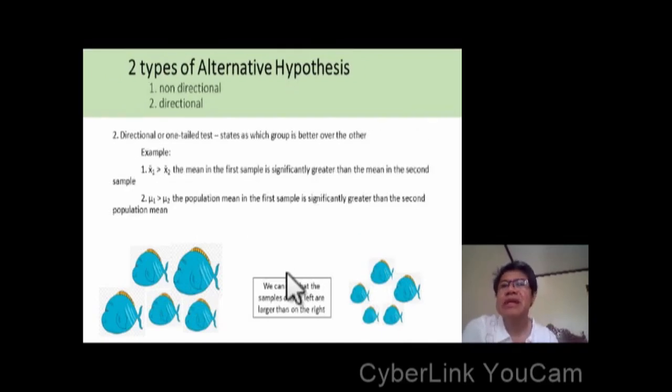If the alternative hypothesis is directional, then you could say that this group is bigger than this group. So you have to pinpoint which one is bigger.